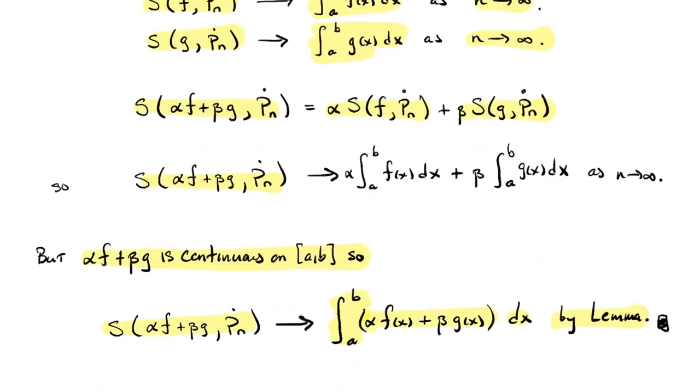Well, so this sequence only has one limit, right? So the sequence is converging to the sum of these integrals. The sequence is converging to the integral of that sum. So those two things have to be equal to each other by uniqueness of sequence limits. Cool. So there's the linearity of the definite integral. Nice.